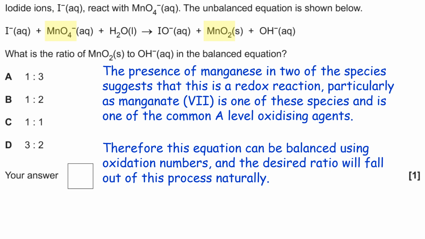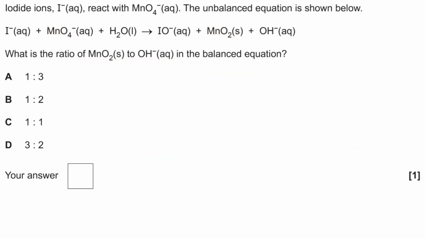So what will happen is when you balance using oxidation numbers, the desired ratio will fall out of this process naturally. And it's much quicker and more elegant than using the older GCSE method, which is basically going back and forth, which is a bit time consuming. At the end of the day, it's a multiple choice question, 1 mark. You need to find a slicker, quicker way of doing it. So let's focus on the equation first of all.